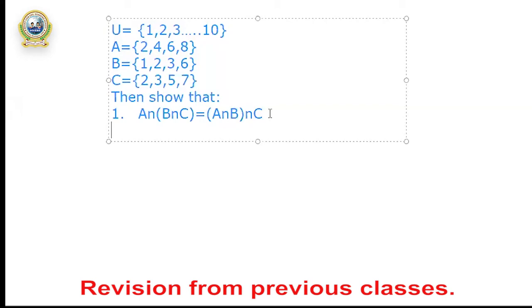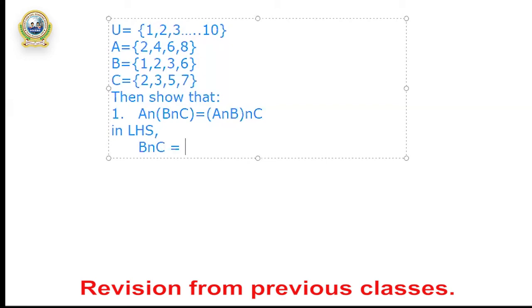So first of all, we'll start off with LHS. In LHS, we prioritize the bracket one, the small bracket in the left hand side. Which operation is in small bracket? B intersection C. Good. What would be the answer for B intersection C? 2 and 3. Very good, 2 and 3.